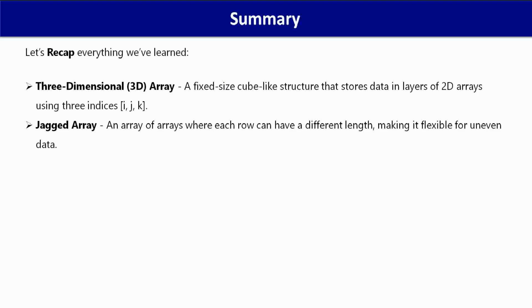Meaning we do not want to set a fixed column size for each row. We can set according to a requirement. Suppose if we have 3 rows and in the first row we want 3 columns only, in the second row we want only 1 column, and in the third row we want only 5 columns. According to a requirement, we can set the length of the columns in each row. So this is the benefit of jagged array. So this is all about the 3-dimensional array and jagged array.